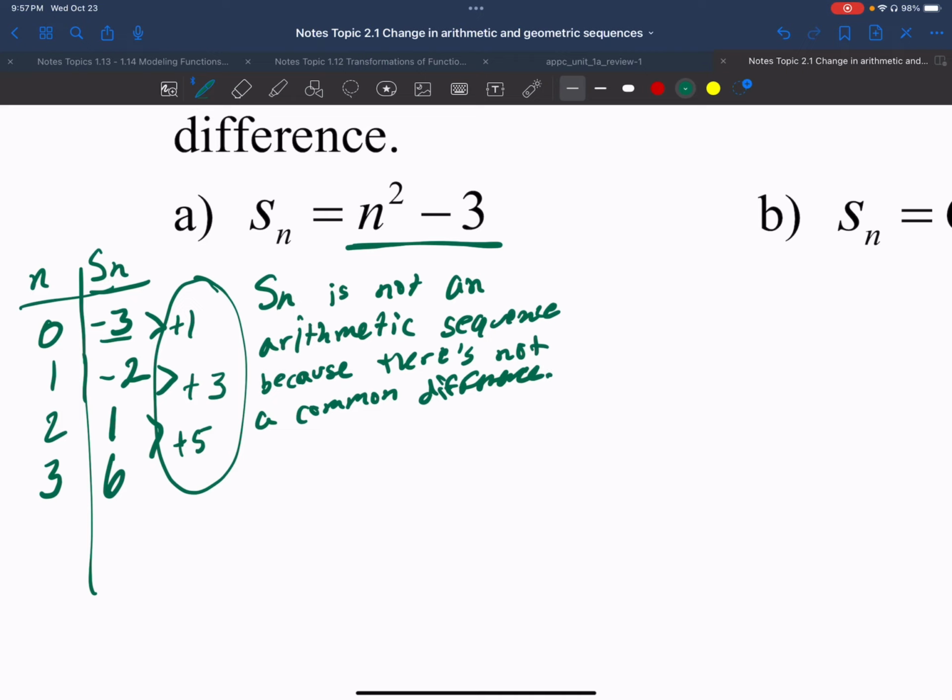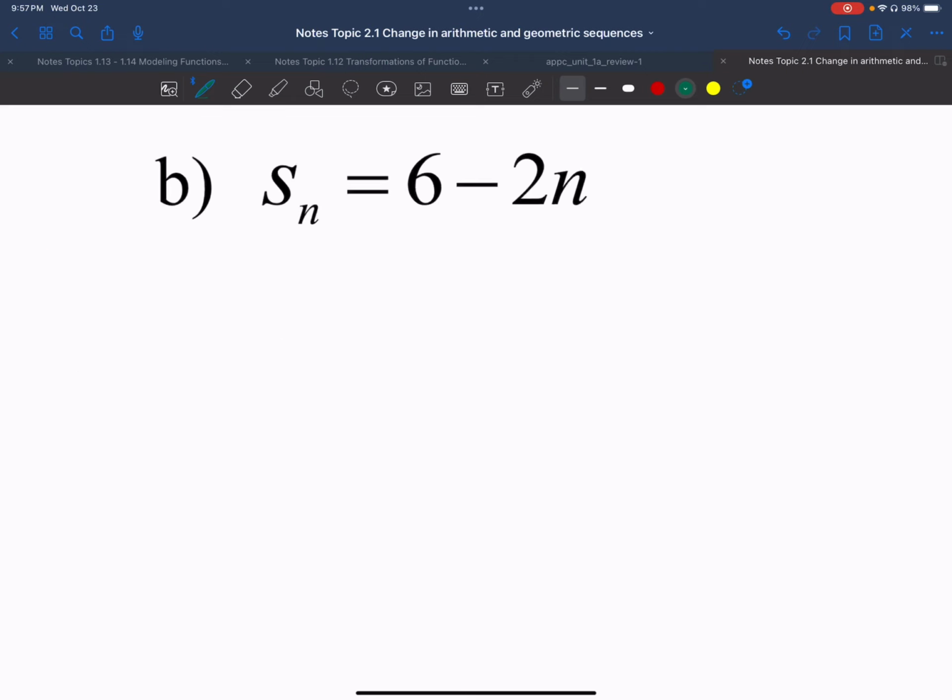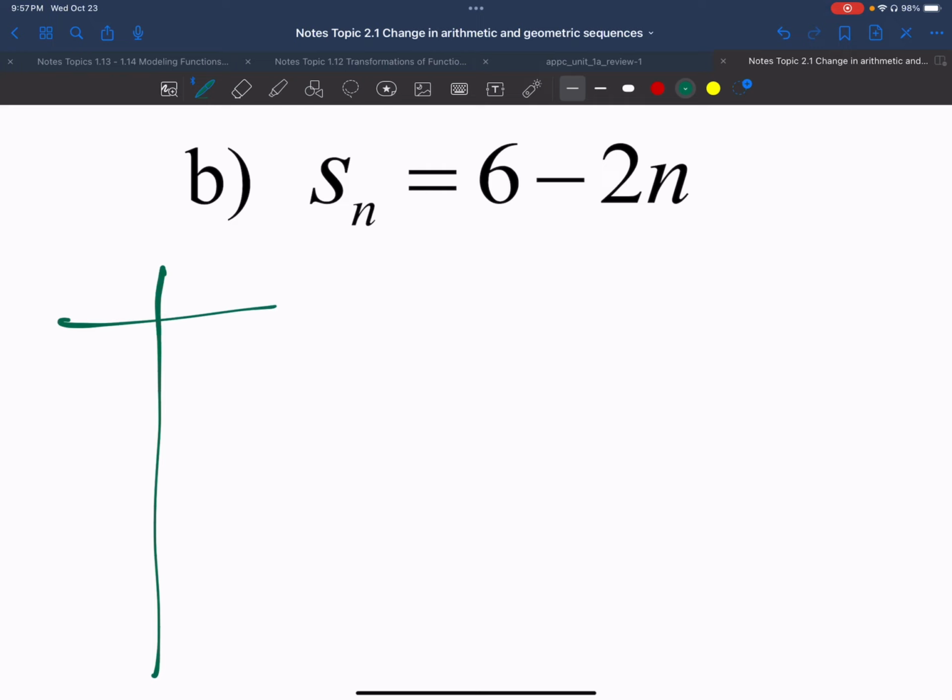I'm done with that problem. I'm going to do the same thing for B. Again, create my table with n and S of n, 0, 1, 2, 3. And then I'm going to input those numbers in. So when I plug in 0, it's going to be 6 minus 2 times 0. 2 times 0 is 0. And then 6 minus 0 is 6. When I plug in 1, I'm going to do 6 minus 2 times 1. 2 times 1 is 2. 6 minus 2 is 4.